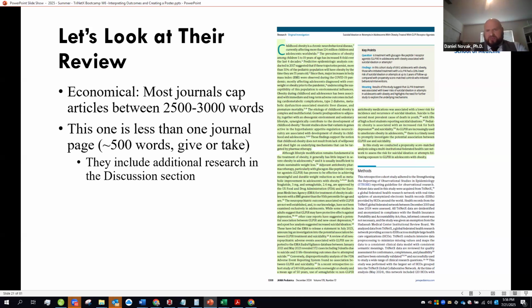This literature review, which is quite erudite and quite well written, is less than one journal page, probably less than about 500 words, give or take. They do include some additional research in the discussion sections I mentioned a moment ago. But you can see here that part in green, that's the literature review.